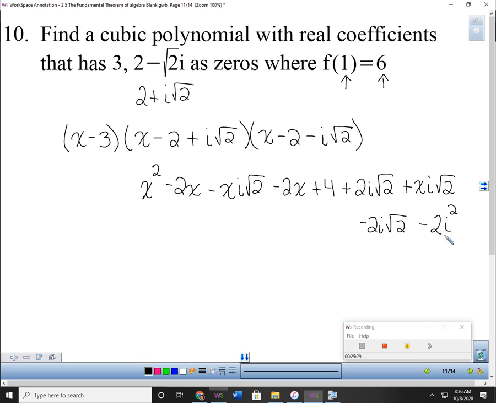So I already know I've got x i square root of 2 and a negative x i square root of 2, so those go away. And then the negative 2i square root of 2 and the positive go away. And this one back here is a negative 1, which is going to change this negative 2 to a positive 2. Now I just need to put it all together. So I have the x squared, negative 2x, and negative 2x. That gives me the negative 4x. And then 4 and 2 make 6. Remember, if you have any i's left, then you've got an issue somewhere.